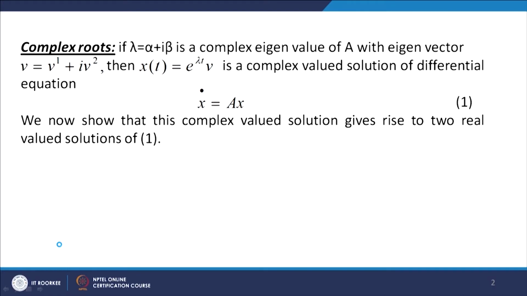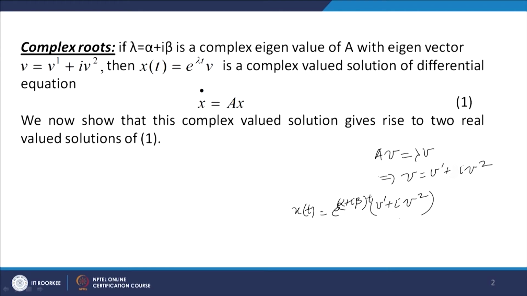So first we consider the case where lambda is equal to alpha plus i beta, and we assume that the associated eigenvector b, with Ab equal to lambda b for lambda equal to alpha plus i beta, is b equal to b1 plus i b2. Okay. So b equal to b1 plus i b2 is an eigenvector of A corresponding to the eigenvalue lambda equal to alpha plus i beta. So then x(t) equal to e to the power lambda t into v will be x(t) equal to e to the power (alpha plus i beta)t into b, so b1 plus i b2. Okay. So it is a complex valued solution of the differential equation x dot equal to Ax.